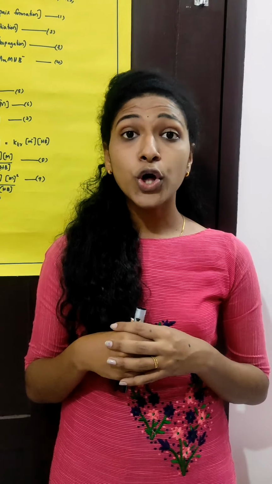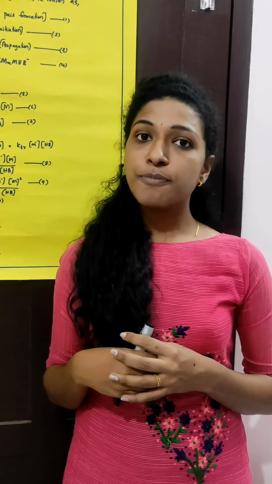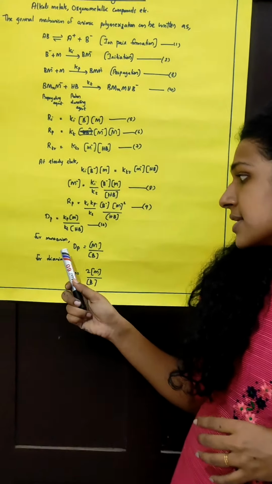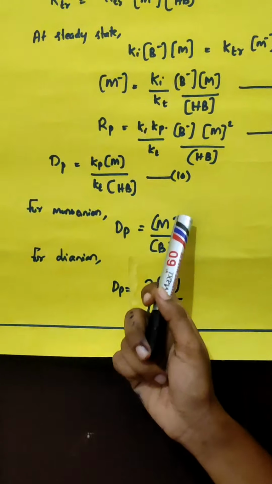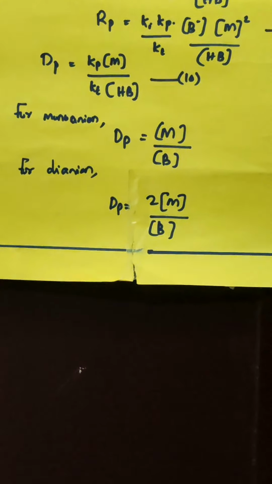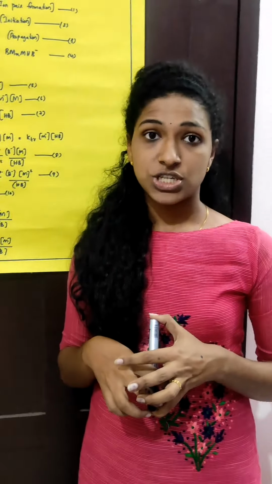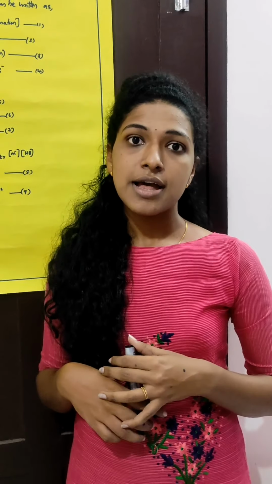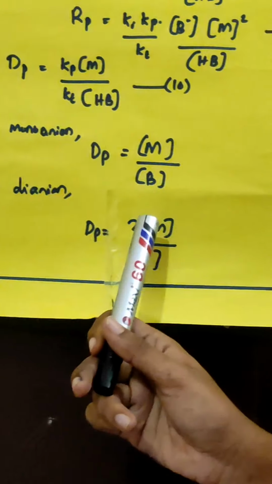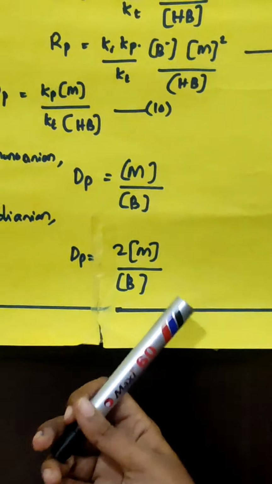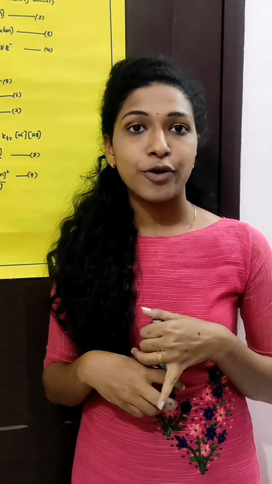If the initiating species is a monoanion, for example butyl lithium, then the degree of polymerization can be written as DP is equal to concentration of M divided by concentration of B. If the initiating species is a dianion, then we apply this equation: DP is equal to 2 into concentration of M divided by concentration of B. This is all about anionic polymerization.